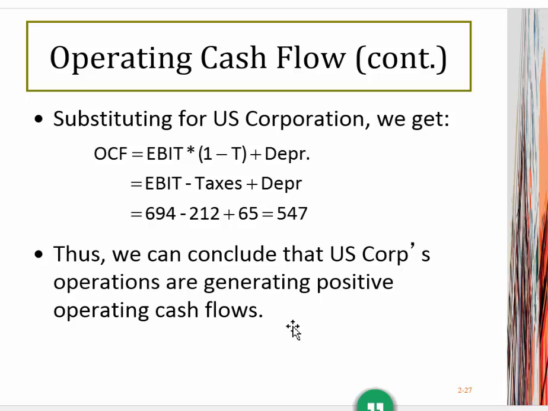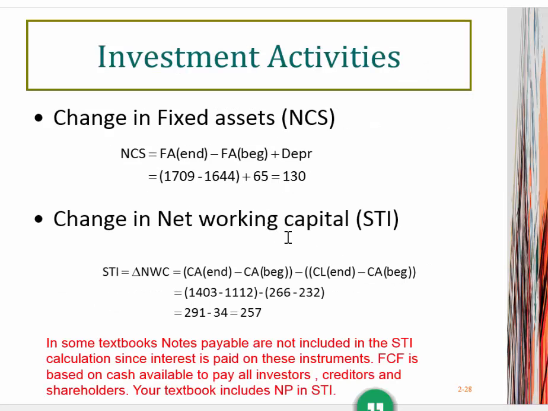Now, of course, we'd want to compare this historically to what the company has been doing to make sure that they're maintaining progress and consistency in creating cash from operations. The next two we can look at, and we can divide these or talk about them differently. The first is the change in fixed assets. This is the fixed assets at the end of the period minus the fixed assets at the beginning plus depreciation. So this is NCS in your textbook.